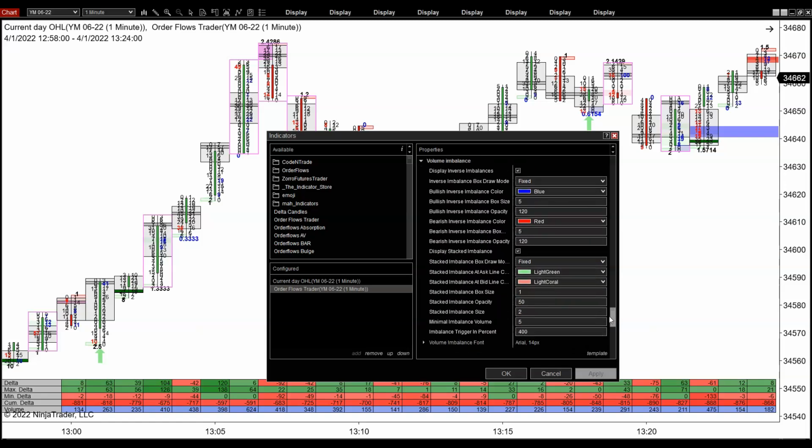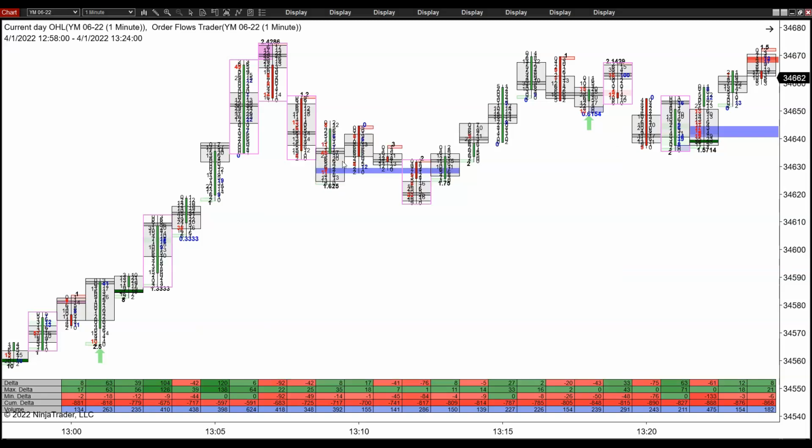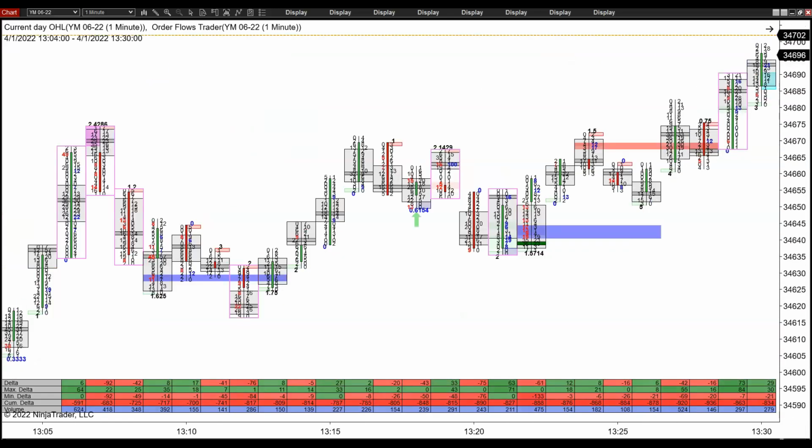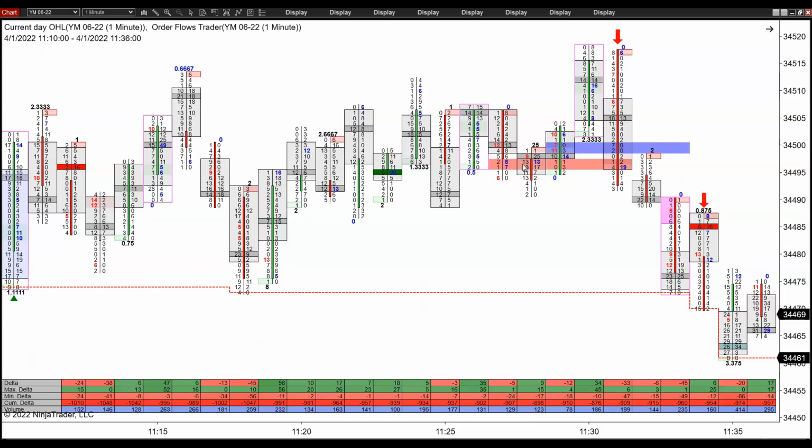If you're trading mini Dow with a stacked imbalance size of 2, you're going to see a lot of them. Like this one here, here, here. It's going to be pointless because the market is so choppy, not just the market, but each bar is choppy, especially now with everything going on in Eastern Europe, getting a lot of bars that have zeros in them. So it's not going to be very effective.